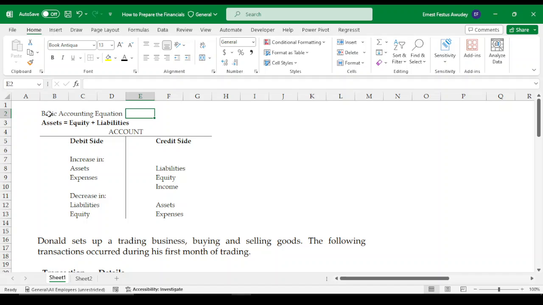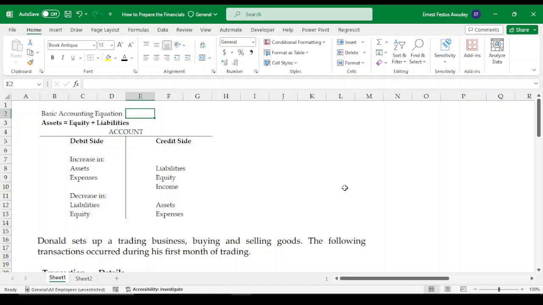Gaining accounting knowledge is as important as any knowledge that you might need for the smooth running of your business. And knowing how to automate these accounting processes in a tool such as Microsoft Excel is invaluable for you. So let's look at how we are going to do that in this particular video.